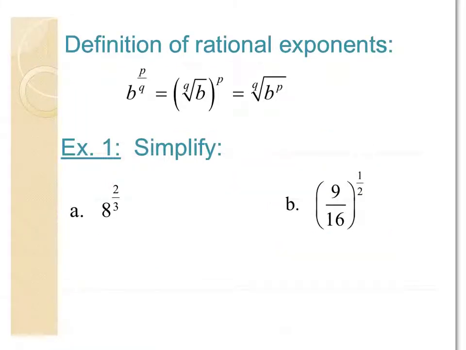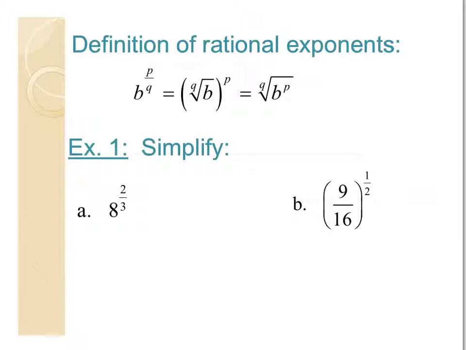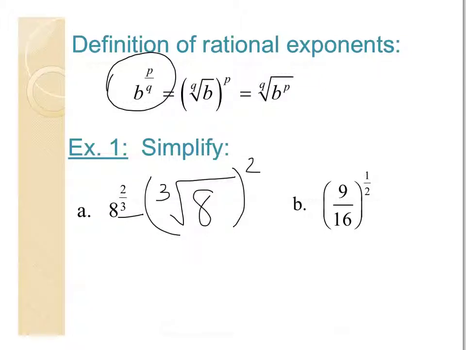First, we want to look at the definition of rational exponents. When you look at this definition, you want to think about the fact that p divided by q is really the power over the root. So when we look at 8 raised to the 2/3 power, we can think of that as the cube root of 8 squared. I would suggest making sure you do the cube root of 8 first before you square it. So our cube root of 8 is just 2, and 2 squared is going to give you 4.